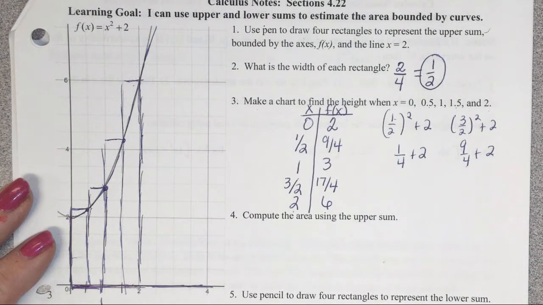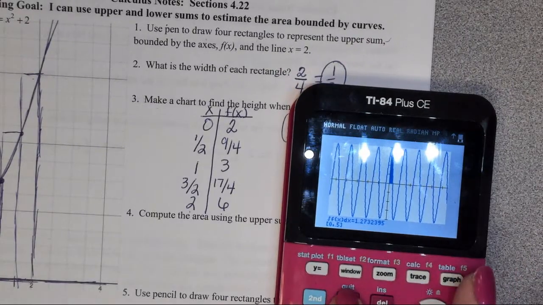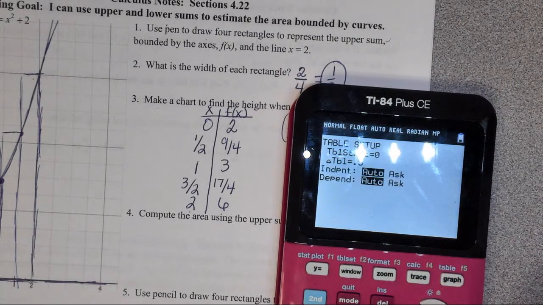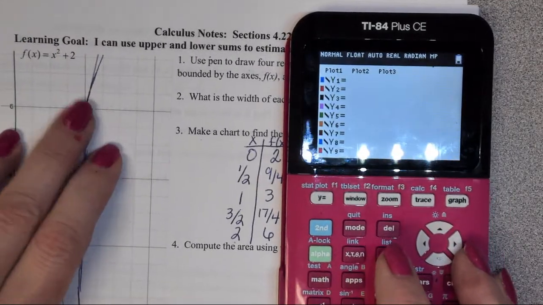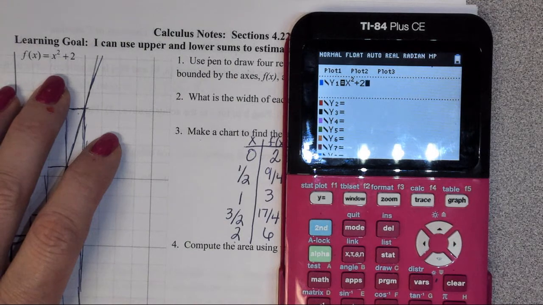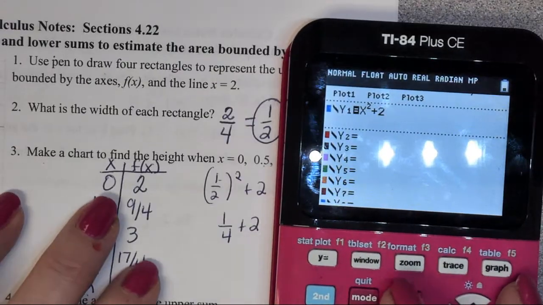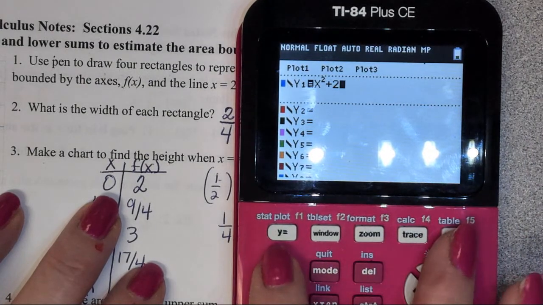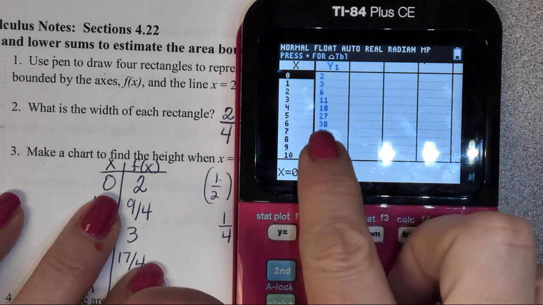Some people have a hard time figuring out those values. If you're one of those people, here's how you can figure out the chart too. Go to your calculator. Go to y equals, and let's put this in. So our function is x squared plus 2. I'm going to look at my table because I'm trying to make a chart. A chart is the same thing as a table. So second graph, here's my table.